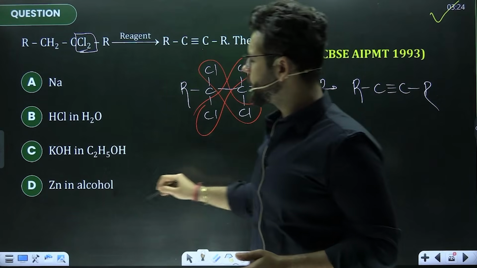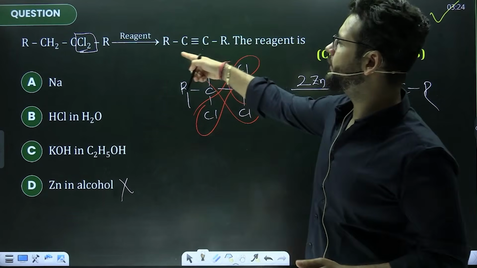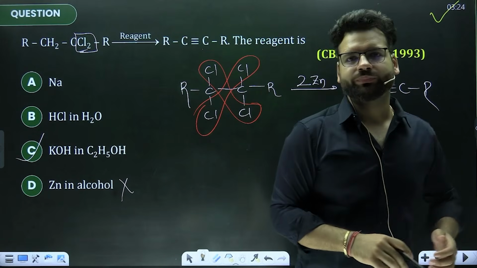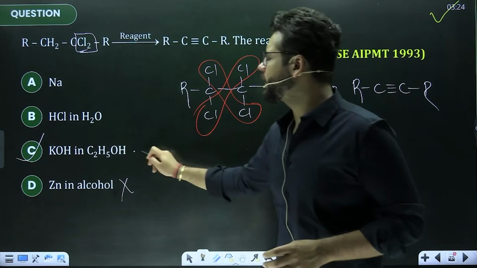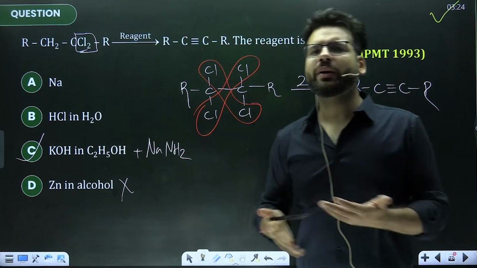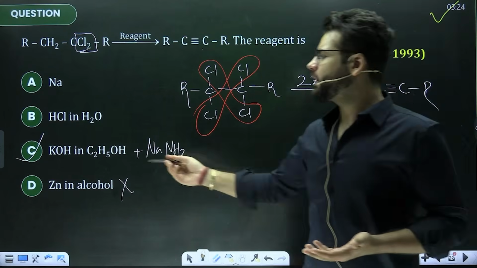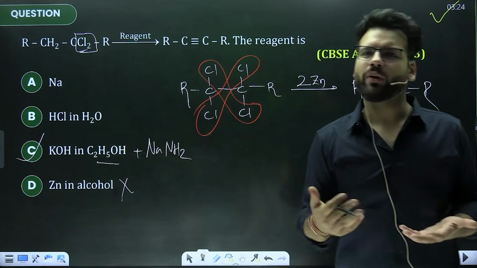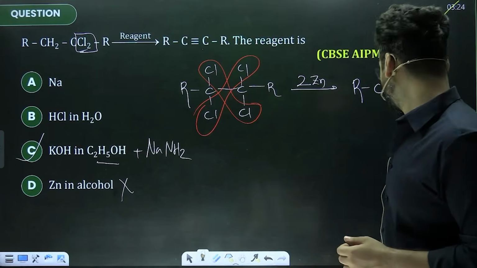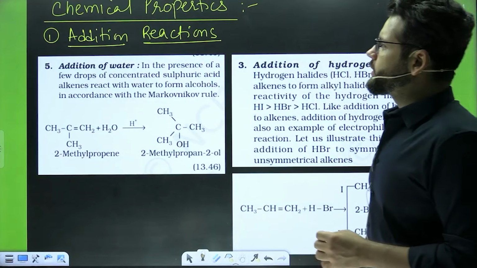So I can't use zinc here because it's not a tetrahalide. They have given us a dihalide, so I have to use alcoholic KOH in ethanol. Although the second step will require sodium amide, they have not mentioned it, so that is the best option we can choose here. At very high temperature, KOH can also be used for the second step, but that requires extreme conditions. Okay. So this is the one.